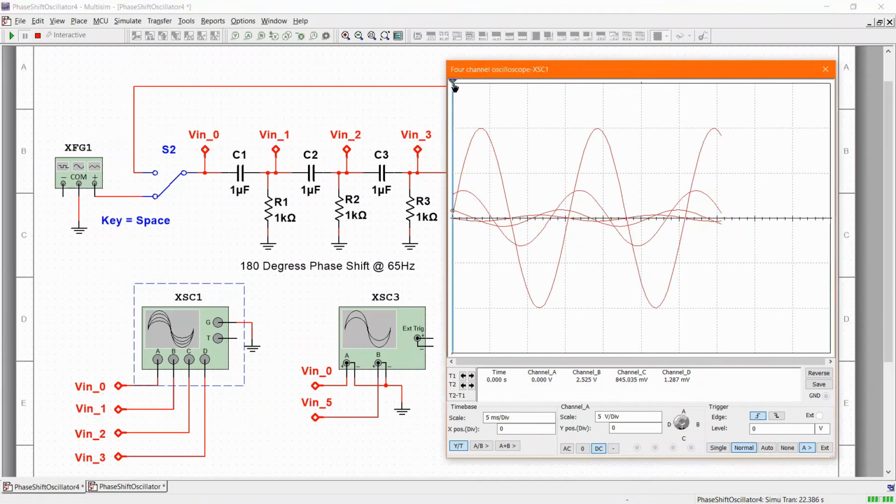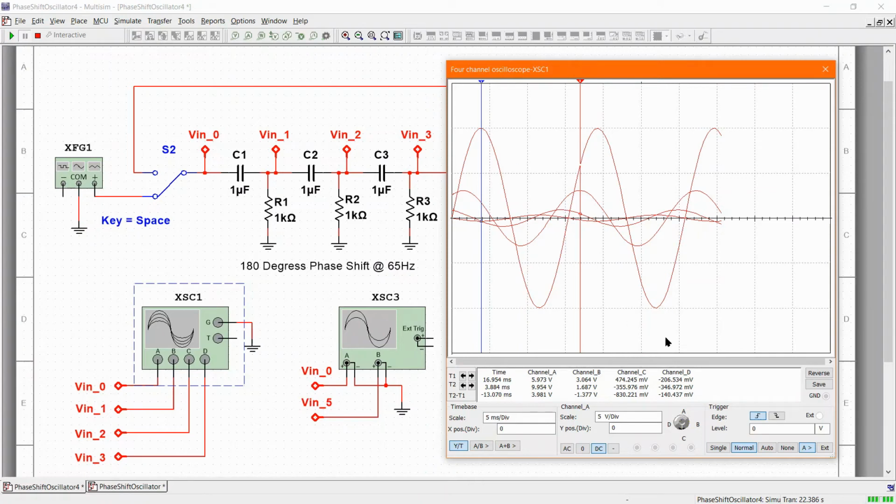So if I go along here, you can see the biggest waveform here. That's obviously VN0, that's the one that's coming in. And then the next one down, there's a little bit of an attenuation from the resistor capacitor network. So VN1 is going to be a little bit less. So that's going to be this peak here. And you can see that it's down quite a bit and it's shifted quite a bit.